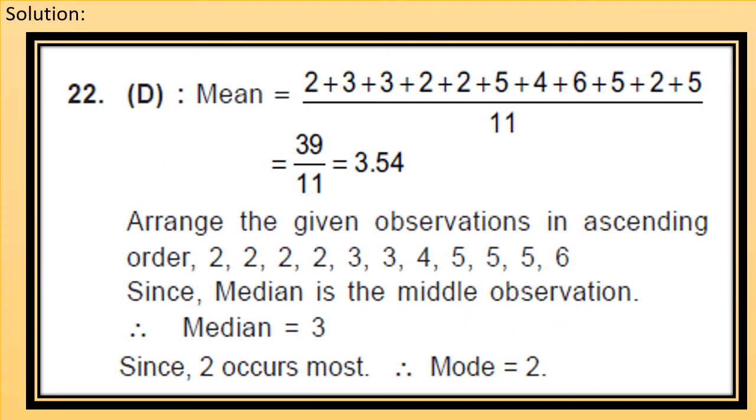Question 22. Check out the solution. Mean, apply the formula, add the numbers divided by the total number. So we'll get 3.5 as the mean. Now arrange the given observations in ascending order. So median is the middle observation, which is 3 after arranging in ascending order, and since 2 occurs most, mode will be 2. So the correct option is D.